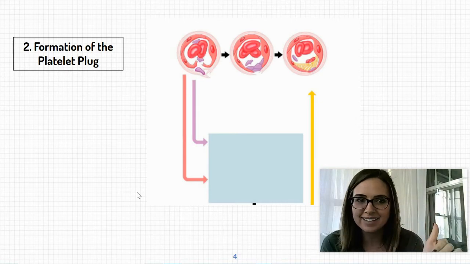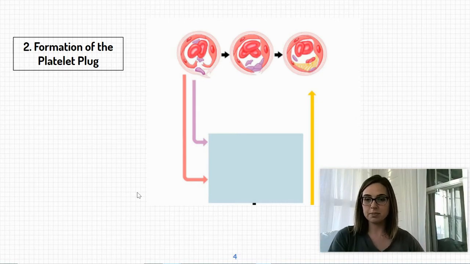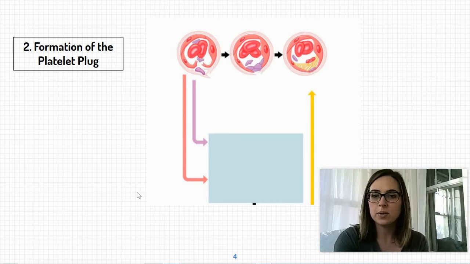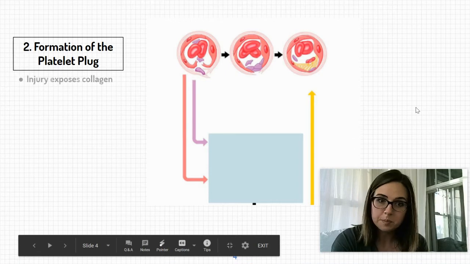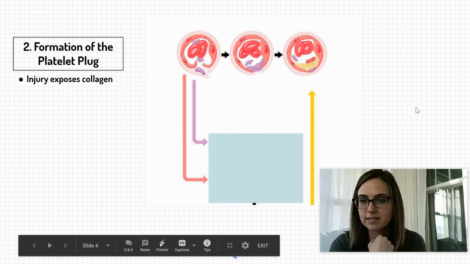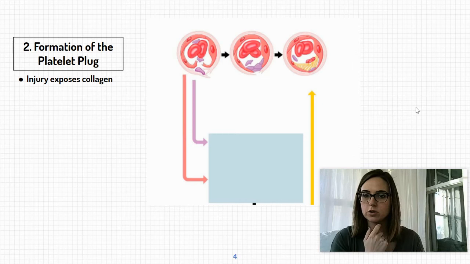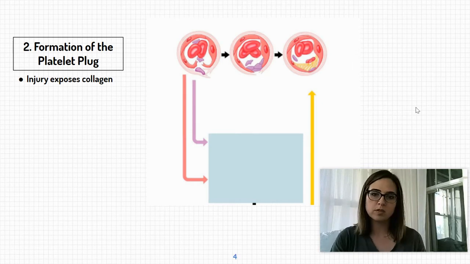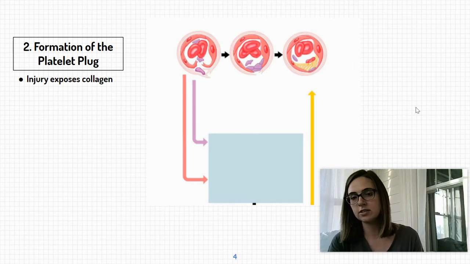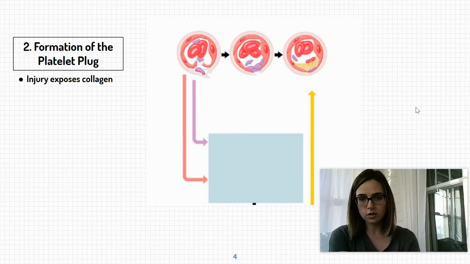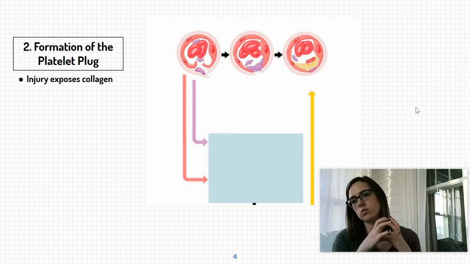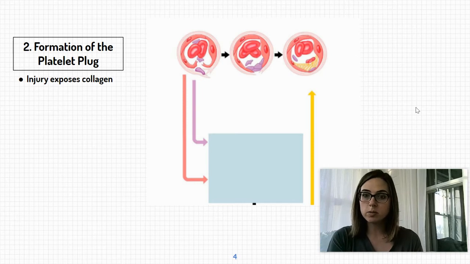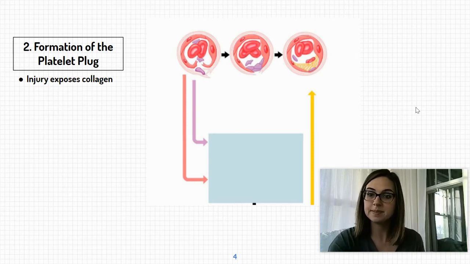So second step here is the formation of a platelet plug. And so as the name suggests, it's a plug of platelets. So the injury itself, when you have a rupture in a blood vessel, it's going to expose collagen fibers. We learned in the integumentary system that our skin is full of collagen. And so you have collagen all over the place, including surrounding your blood vessels. And so the exposed collagen becomes sticky.